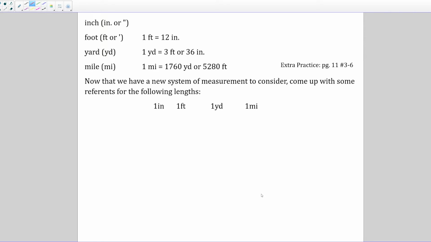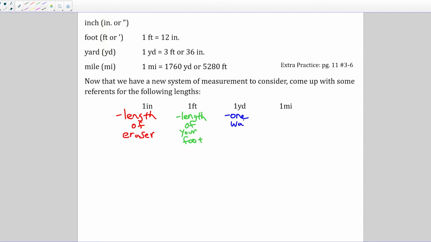Now that we're working with a new system of measurement, let's come up with some new references for the following lengths. We have 1 inch, 1 foot, 1 yard, and 1 mile. Pause the video, come up with some of your own unique ideas, and then unpause to see which ones I come up with. Again, some of the references that you come up with will be quite unique to you, but use the ones that I've listed as a good reference point.